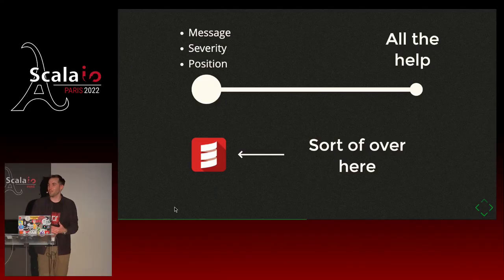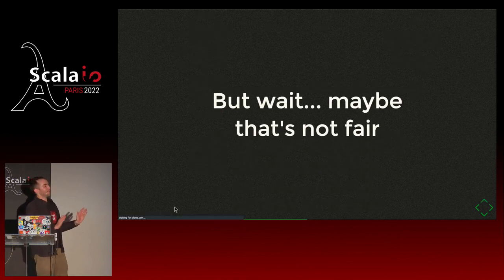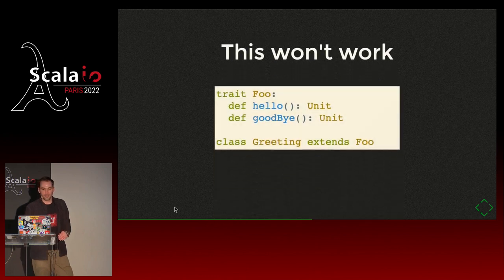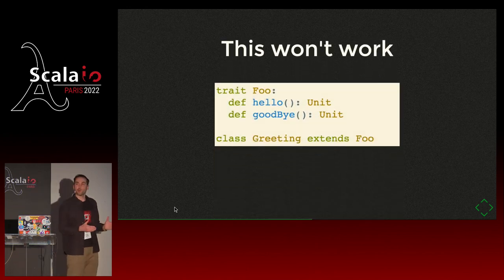I would say more or less, if this was the scale, Scala kind of sits way over here because it implements the bare minimum of what makes up an actual useful diagnostic. But wait a second, maybe that's not fair. Maybe there are some more steps to this, right? And we will use another simple code example for this.